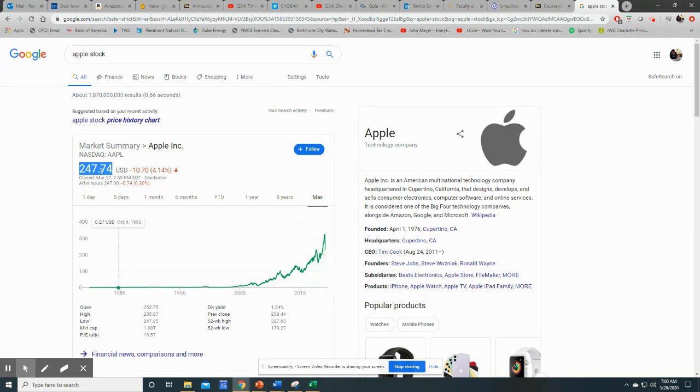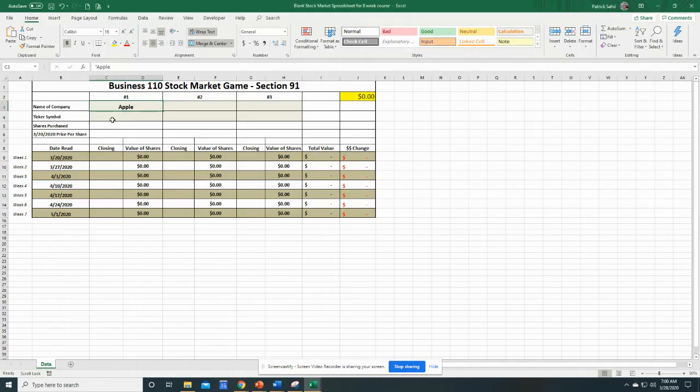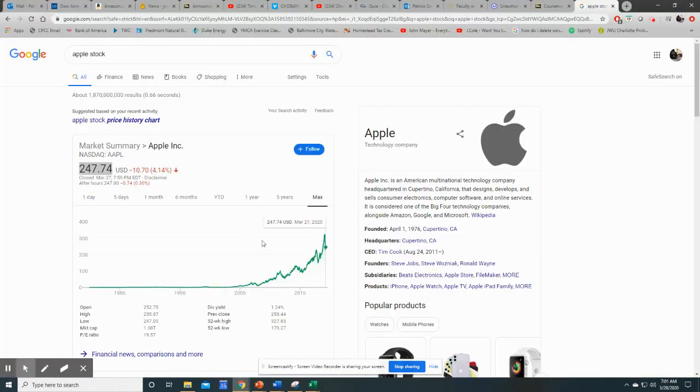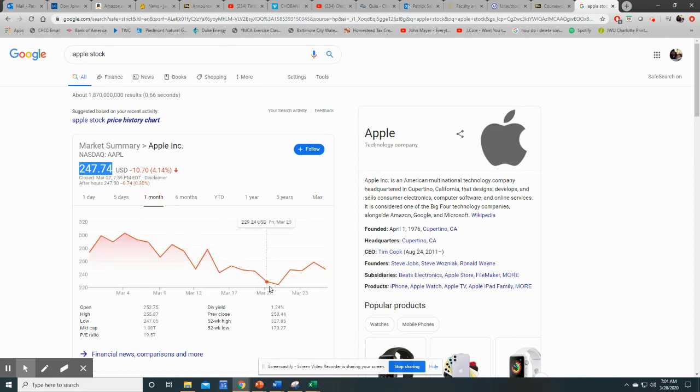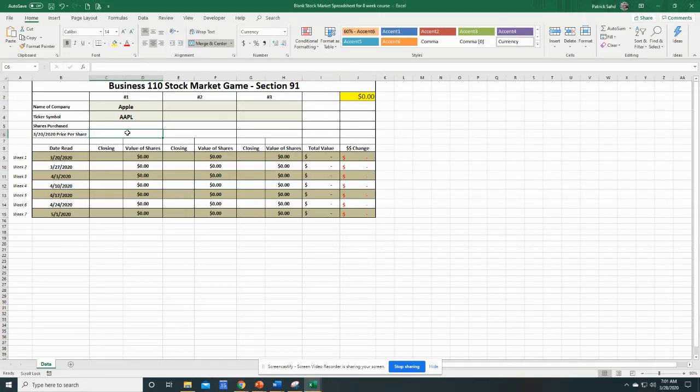And again, this is what it's currently trading for. And that's my ticker symbol. So I'm going to come here and put in my ticker. Shares purchased, I'm going to leave that blank. I need to go back to March 20th's share price, right? So I'm going to go back 1 month. There's Friday, March 20th. You can see that price is $229.24. I'm going to plug that in, and I'm just going to let that one be. Okay.